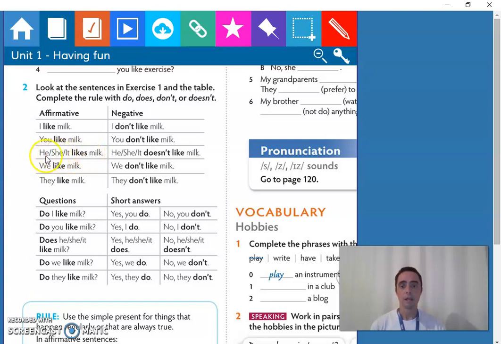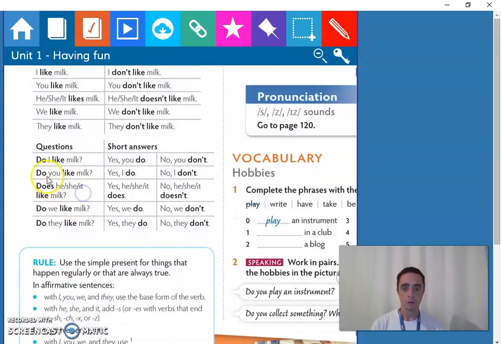Like for example, he likes milk, or she likes milk, okay? For the other persons, we keep the verb in the original form. So we have, I like milk, you like milk. Whenever we have negative, we are going to use don't or doesn't. So, for example, I don't like milk, or you don't like milk. For he, she, it, we are going to use doesn't, and the verb goes back to the original form. So, for example, he doesn't like milk.